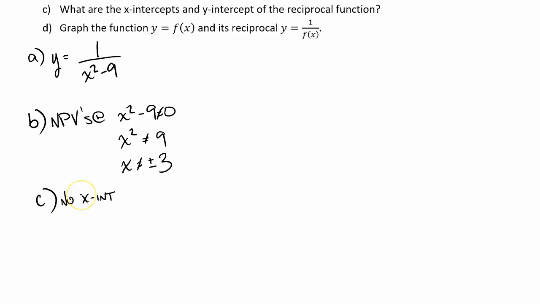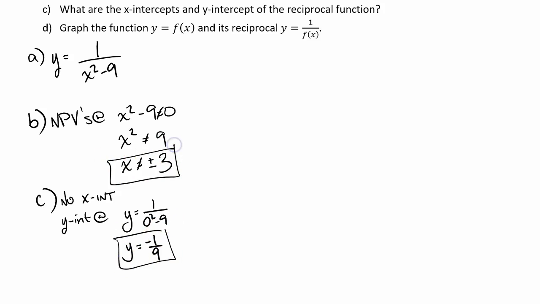For my y-intercepts, that's when x equals 0, I can still plug that in and solve for it. So y equals 1 over 0 squared minus 9. So negative 9 in the denominator, so it's negative 1/9 is my y-intercept. Just like my non-permissible values are those. Once I have this all known, then I can graph both functions.